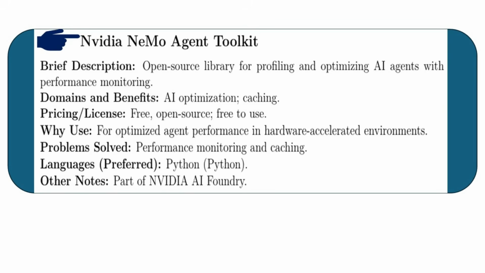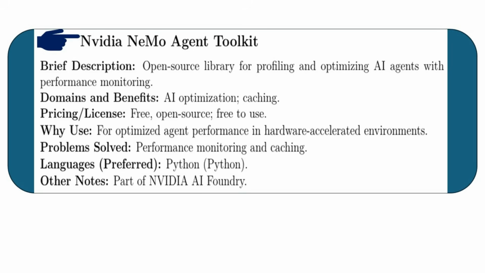Nvidia NeMo Agent Toolkit, open source library for profiling and optimizing AI agents with performance monitoring. AI optimization, the domain area benefited with caching, and it is free, open source, free to use. This is for optimized agent performance in hardware accelerated environments. The area of problem solved is the performance monitoring and caching. Python is the preferred language. It's a part of Nvidia AI Foundry.